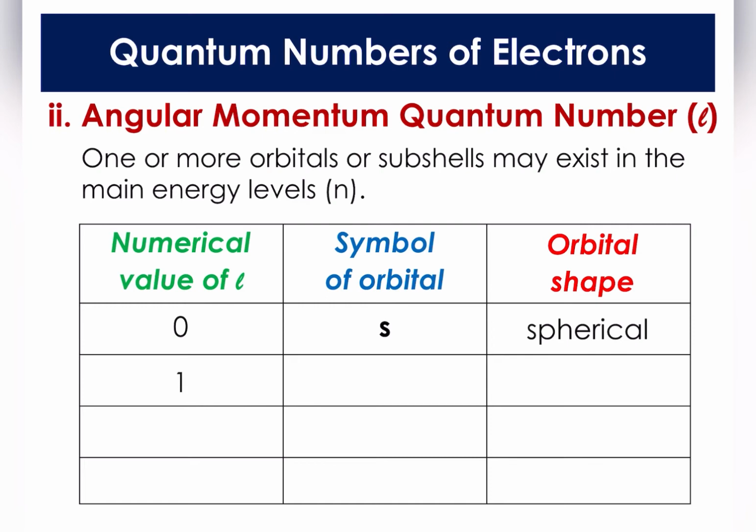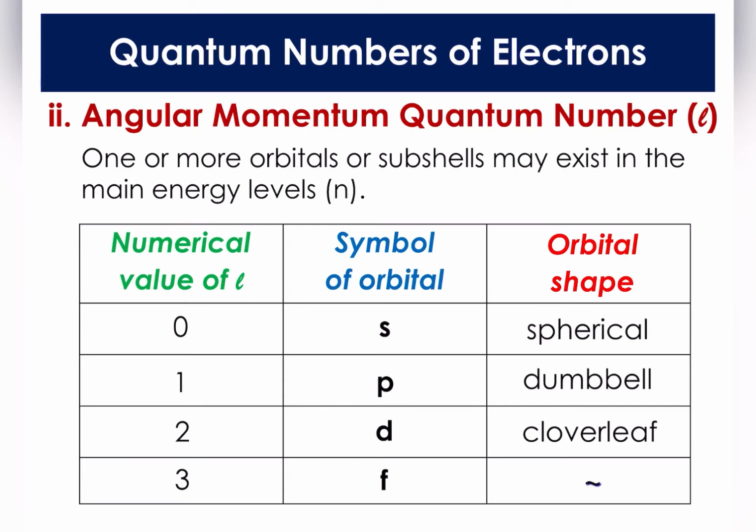And the next one, I have 1. Value untuk L adalah 1. The symbol of orbital is P. And then the shape is dumbbell. Next one, I have L value is 2. The symbol is D and the shape is clover leaf. And the last one, L equals to 3. My symbol is going to be F. Then orbital shape is infinite. Maknanya bentuk dia irregular, so kita tak boleh describe.